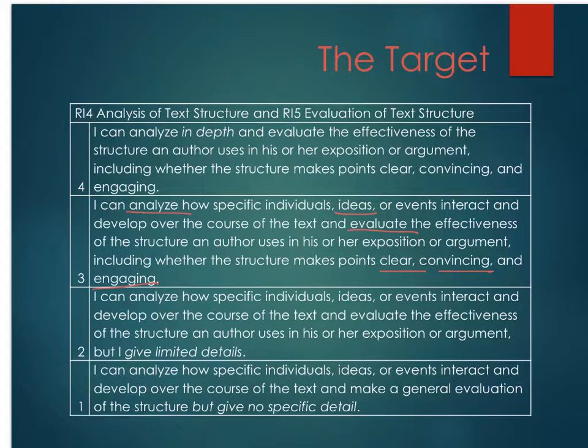At the 2 level, you can do those things, but you give limited detail. So you might only give 1 to 2 details when you are justifying your response. And at the 1 level, you can give some kind of analysis. In other words, you can tell me how the ideas are placed together, and you can give a general evaluation, whether or not it's good or bad, but you don't give any proof. Okay? There's no specific details, so no proof. At the 4 level, you can conduct your analysis and evaluation in depth. In other words, you're going to give me a close reading with very specific details to support your response. Okay?